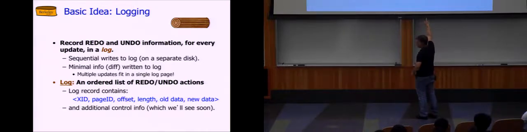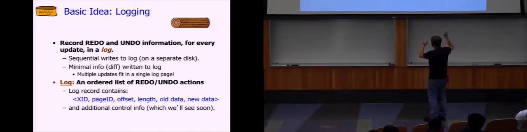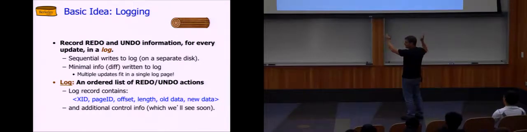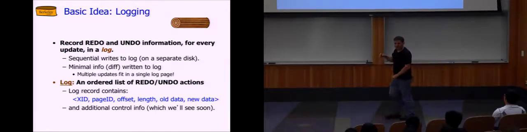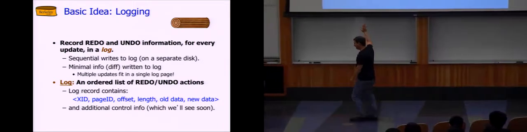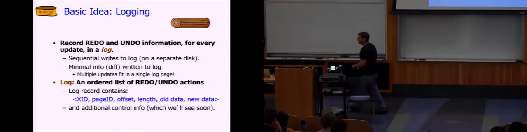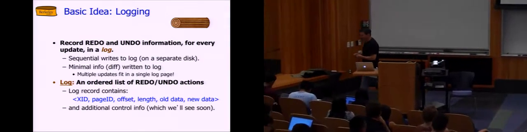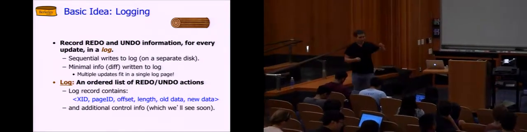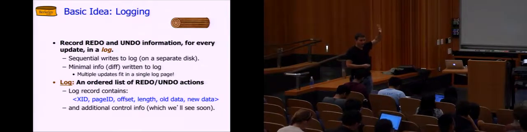So that's just a diff, right? The offset, length, old data, new data, page ID. All that stuff is a physical diff of a database page. Now there are other ways to do logging, but this is the simplest way to think about it, physical logging of just byte differences, and a simple thing to get your head around. So we'll just assume this is the kind of logging we'll do.